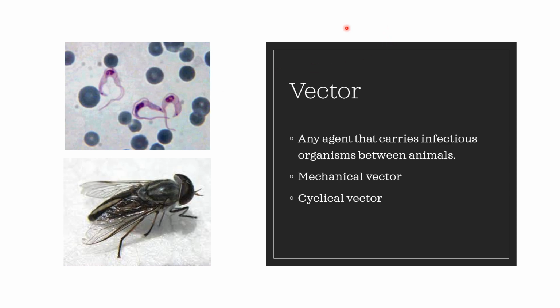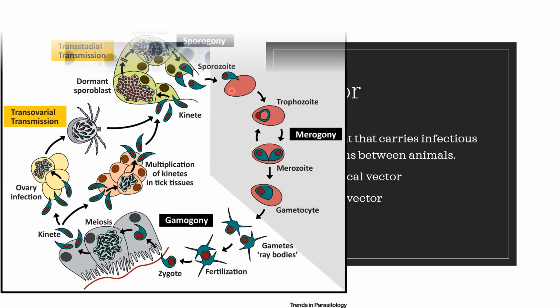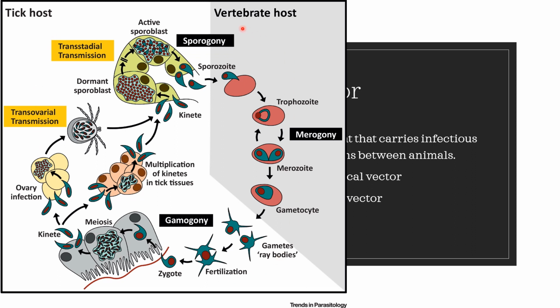Another is the cyclical vector. So when we say cyclical vector, that is a vector in which the parasite undergoes development or multiplication before being transmitted to the next host. An example of this are the ticks transmitting the hemoprotozoan parasites. This is a diagram showing an example of a cyclical vector. The tick is considered to be a cyclical vector because within its body, the protozoan parasite undergoes developmental stages. Among the developmental stages that the parasite undergoes within its tick host, for this particular example, are gamogony and sporogony.